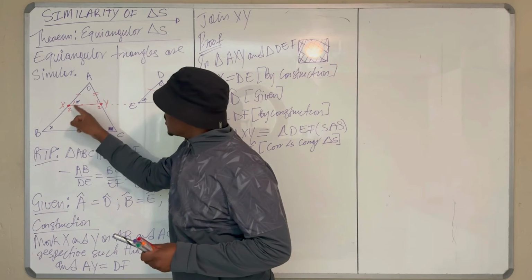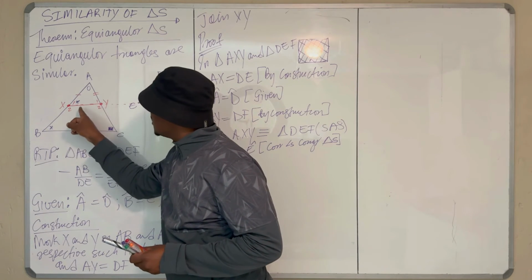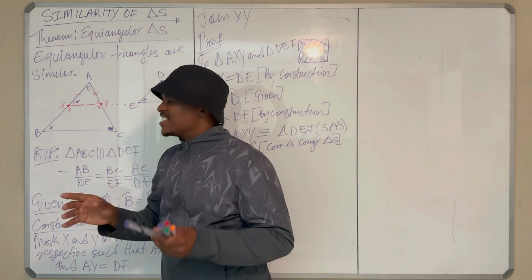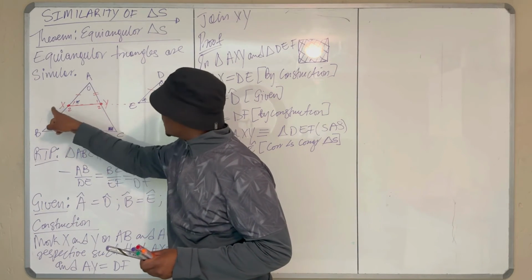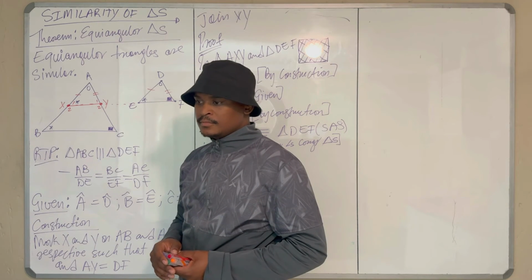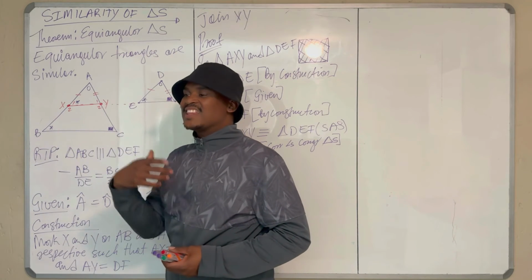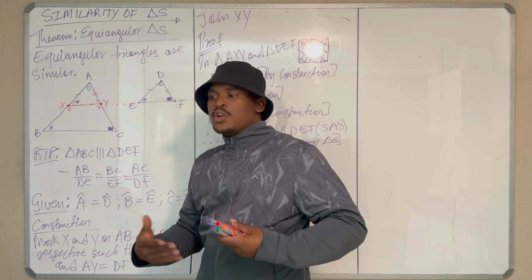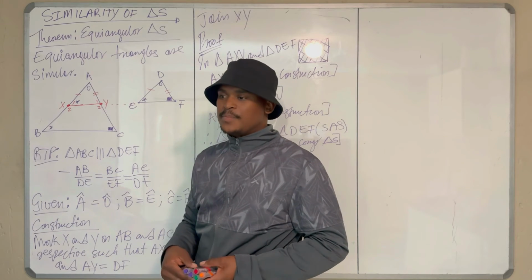And if these two angles are equal, you have two lines, right? XY and BC, intersecting a third line at the exact same angle. What does it mean about these two lines? They are parallel. If you have two lines intersecting a third line at an identical angle, which means your corresponding angles are equal, then those two lines are parallel.